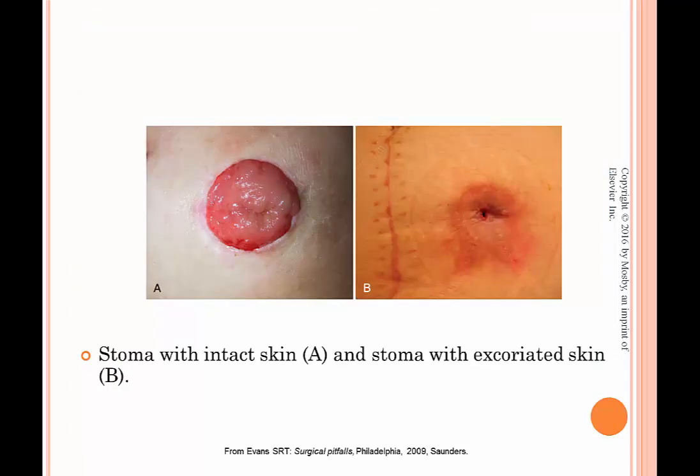This is the picture of a stoma. A, the stoma looks very nice and it's intact, and the skin around it is healthy and pink. When we look at B, we see that the skin around the stoma is very excoriated. It's still a stoma, it's small, but we don't want B.